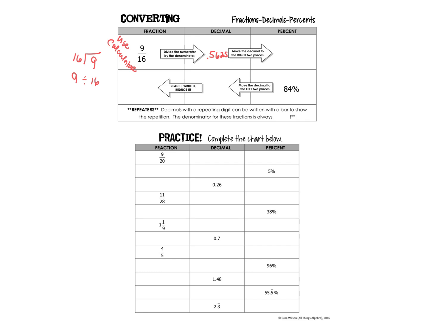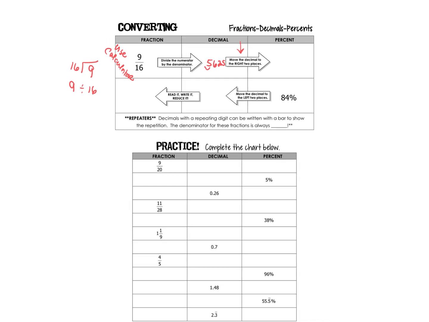as your decimal. And then to change that into a percent, you move the decimal 2 places to the right, 1, 2, and add a percent sign, 56.25%. Okay? And we'll try that a little more in a second.